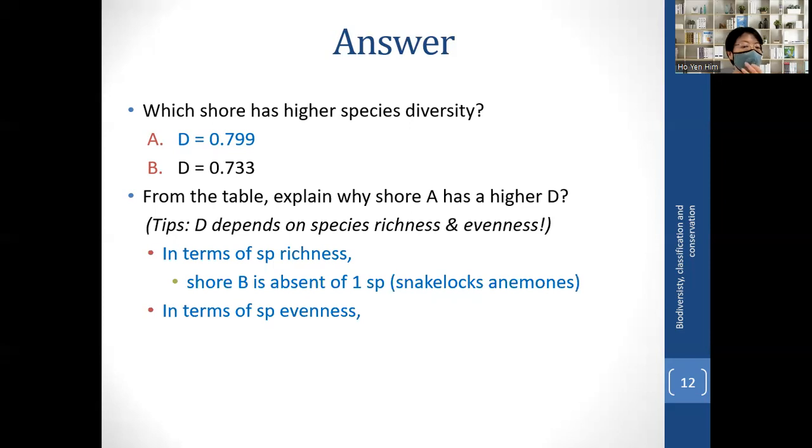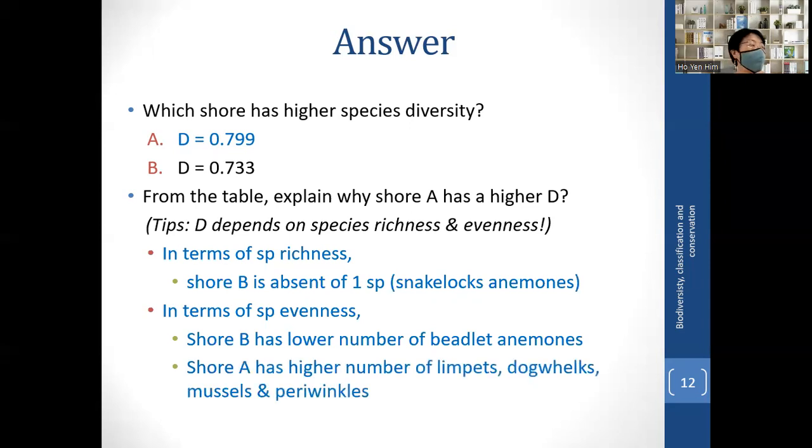Then in terms of species evenness, we can see that on shore B, the number of individuals of the species is lower, and beadlet anemone is also lower, but shore A has a much higher number of individuals in many species, in all these species here. Therefore, shore A has higher species evenness because a lot of species are high in number, whereas for shore B, a lot of them are lower in number.